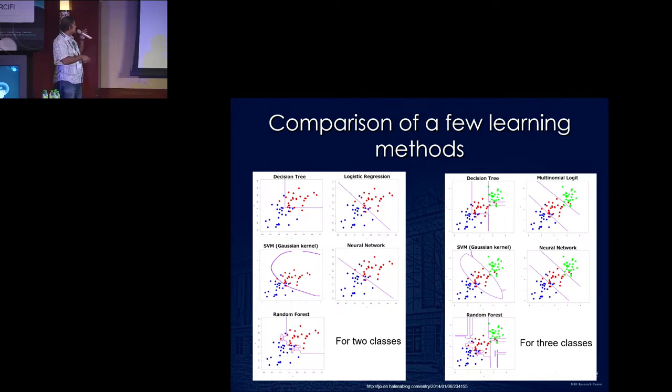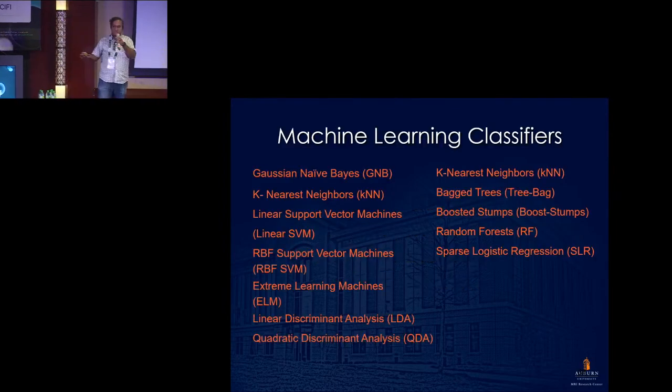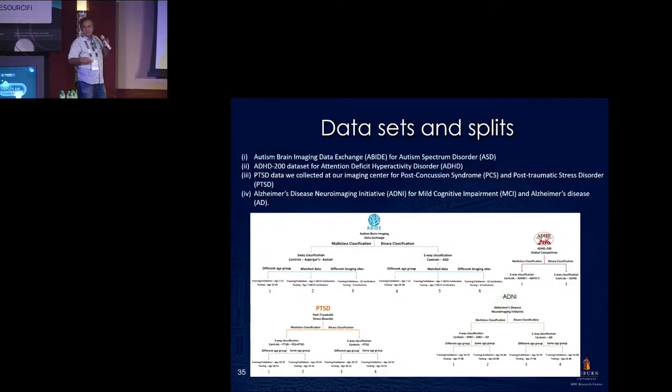For some, they are linear. For some, they are not linear. For some, they can have arbitrary shapes. So sometimes having these arbitrary shapes actually improves the classification accuracy. I'll give examples of implementation of these methods. As you can see, there are a lot of different methods on a few data sets.